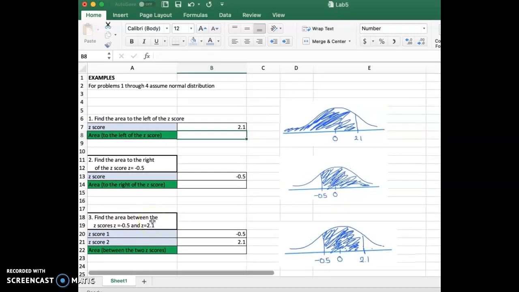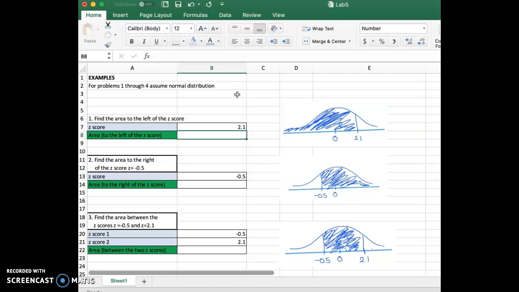Hello. Today I would like to go over some examples of how to find the area to the left of the z-score, and then we will be able to find the z-score if the area to the left of the z-score is given. First of all, for problems 1 through 4, we will assume a normal distribution, which means that the mean is 0 and the standard deviation is 1.